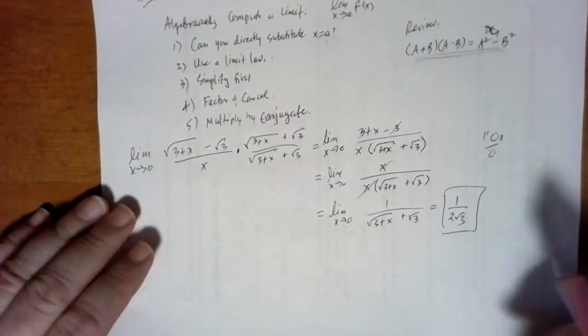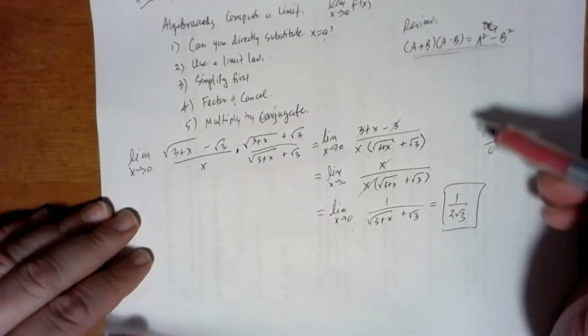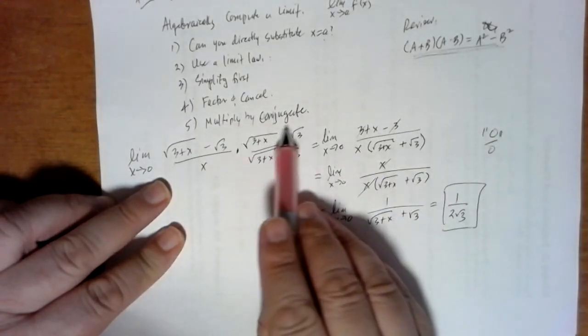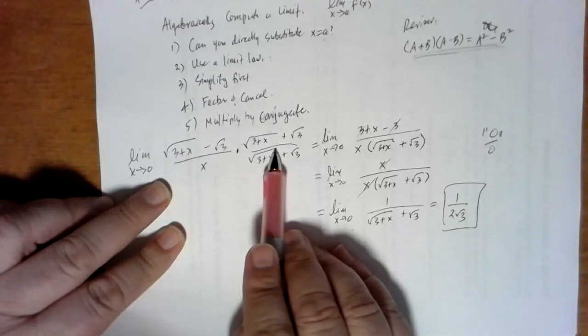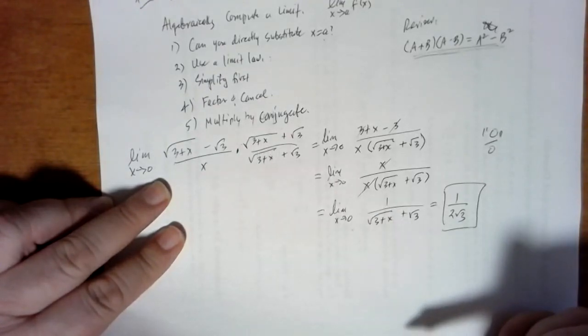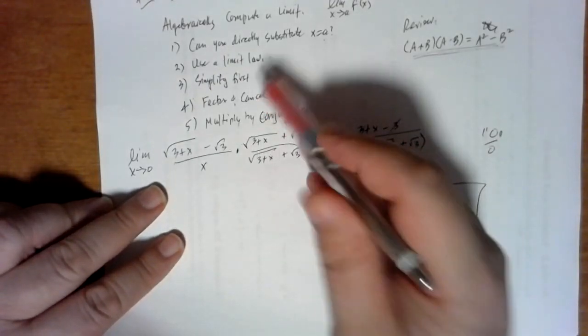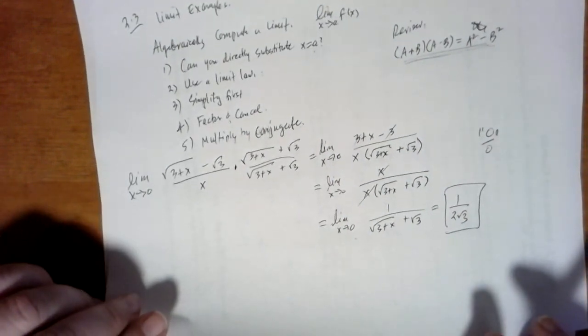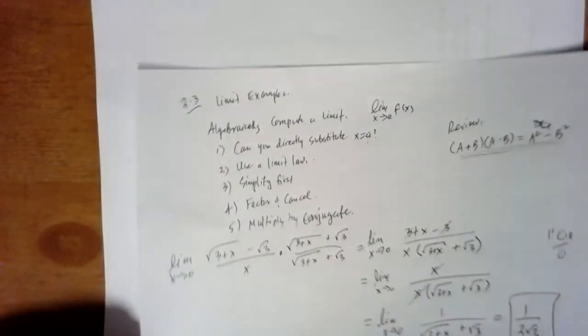All right. I kind of went sideways on you. So this is an example where we're multiplying by a conjugate in order to simplify the expression first. So we have to do something before we can simplify. Good? All right. Let's try another one.